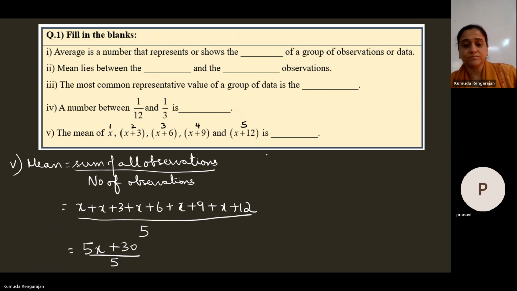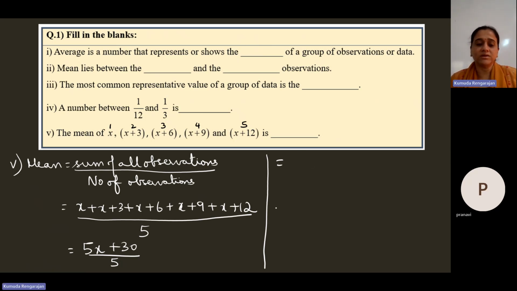Now, is 5 common in the numerator? In the numerator, we have an expression. How many terms are there in that expression? 2 terms. What is common between the 2 terms, 5x and 30? Is 5 common? Okay, take out the common factor 5. Now in the bracket, there are 2 terms in the numerator, so you must write 2 terms here.